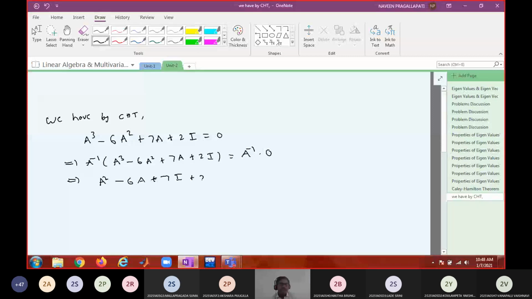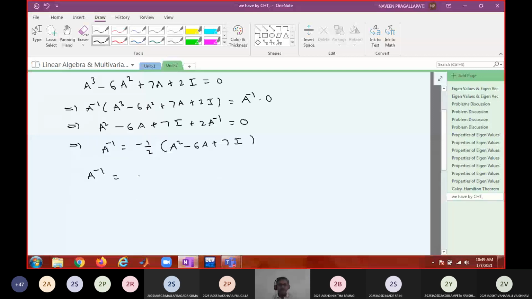So from this, what is the A inverse form? Minus 1 by 2 into A square minus 6A plus 7I. Now you know already the expressions for A square. Substitute that, and find out this. Substitute A square and the identity matrix, simplify the matrix and tell me.